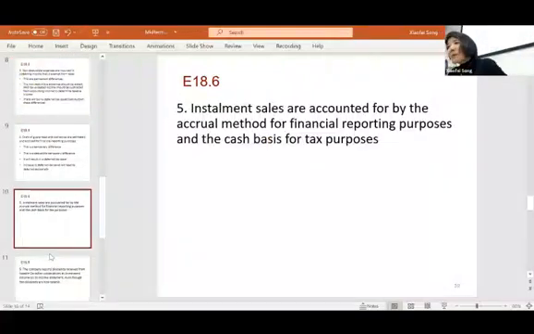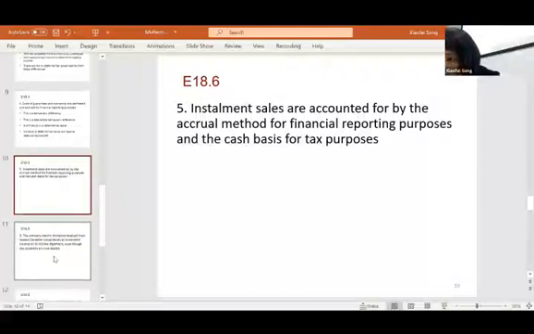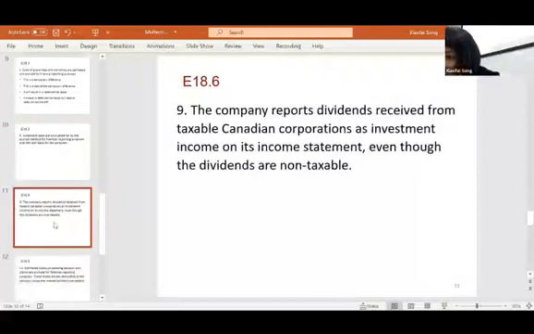Installment. We did installment today, so we'll skip that one. We'll do the ones that we didn't do today. Okay, two more. This one: the company reported dividends received from a taxable Canadian corporation as investment income on its income statement, even though dividends are non-taxable. This is a permanent difference.